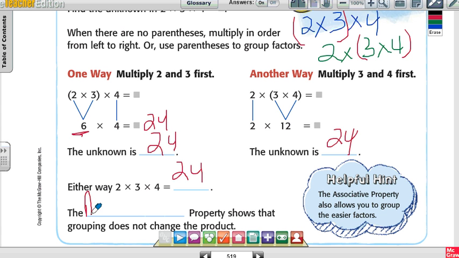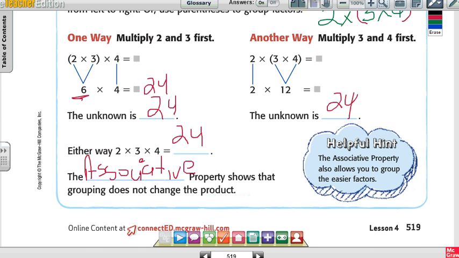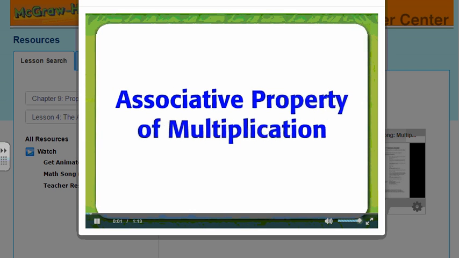So the associative property shows that grouping does not change the product, and product is the answer to the multiplication sentence. Associative property of multiplication.